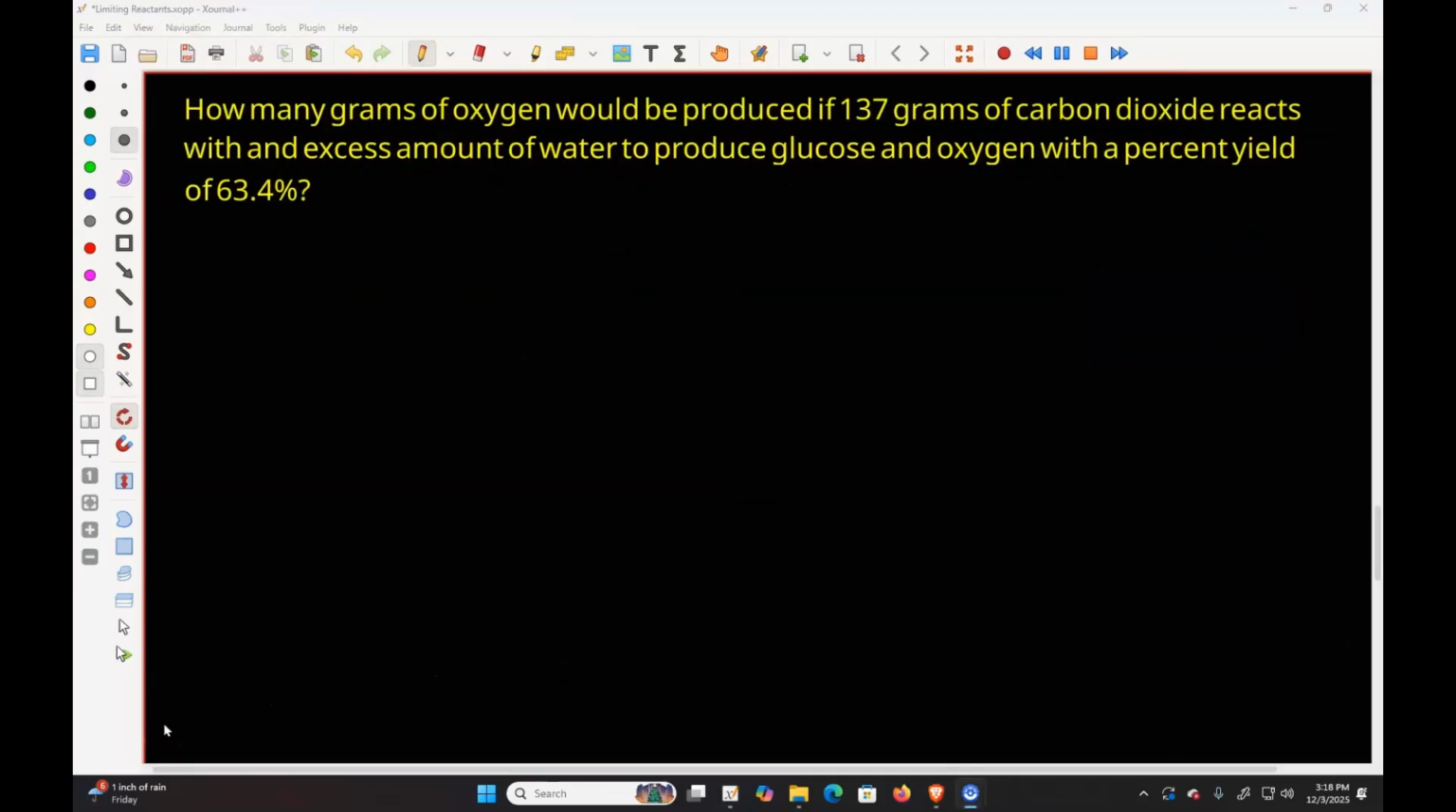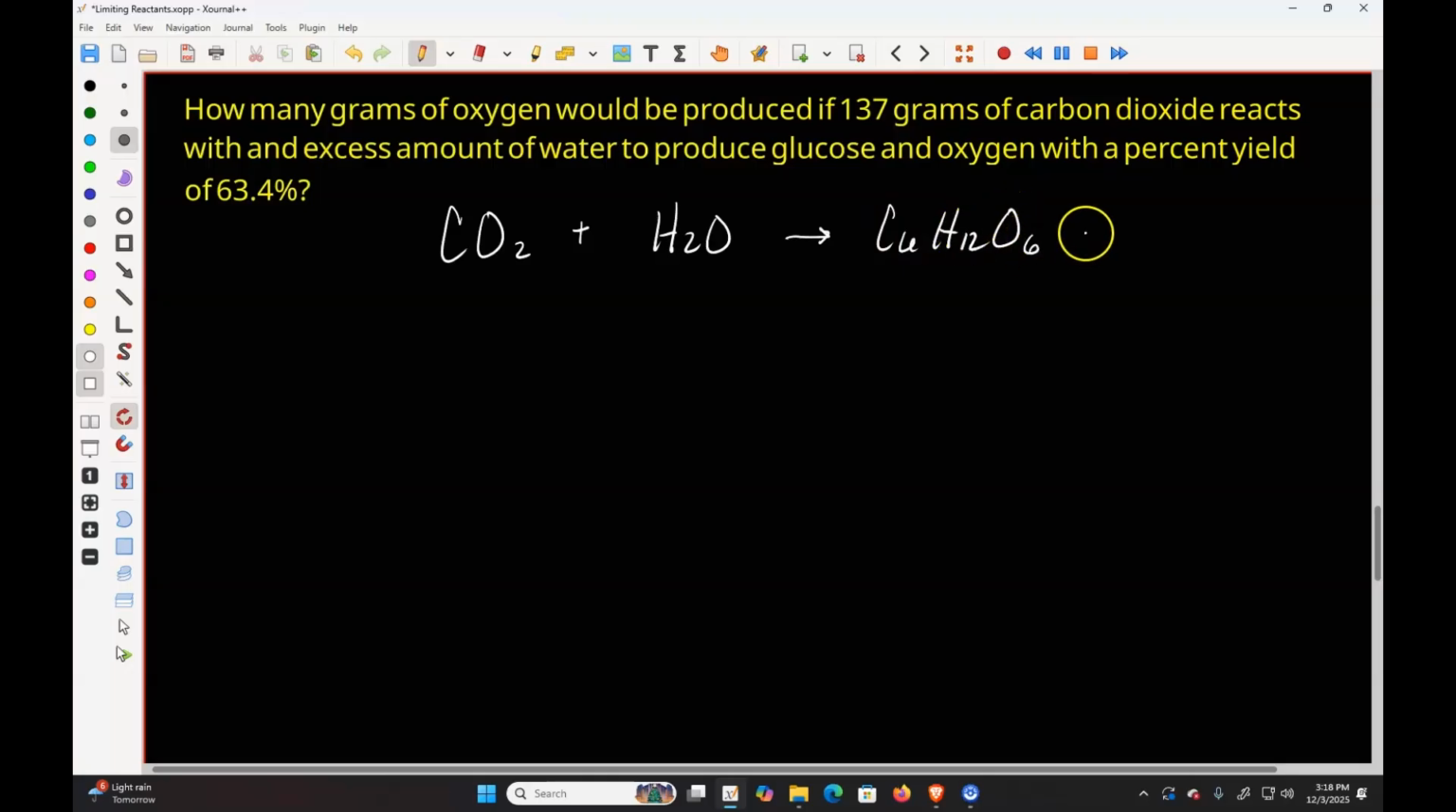How many grams of oxygen would be produced if 137 grams of carbon dioxide reacts with an excess amount of water to produce glucose and oxygen with a percentage yield of 63.4%? All right, so I have CO2 plus H2O yields C6H12O6 plus O2.